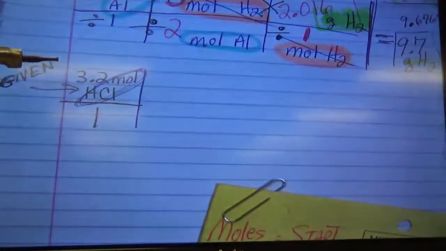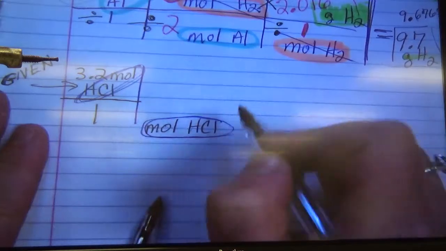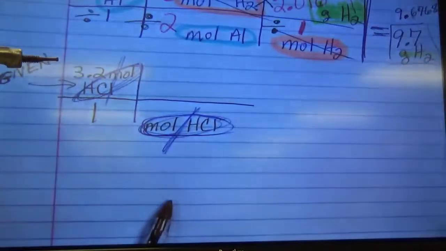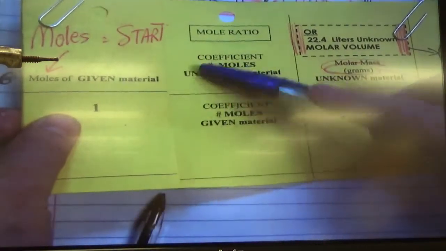Do you want moles of HCl in your answer? No. So we'll copy moles of HCl down here so that it can cancel. Okay? Moles of HCl here, moles of HCl here, it cancels. Good. All right, so we have moles of given at the bottom. What do we put on the top? Foldable says moles of unknown, right? Okay, moles. What was the unknown material?